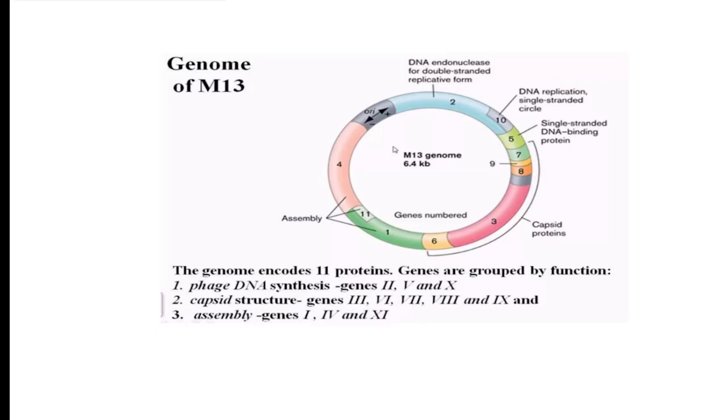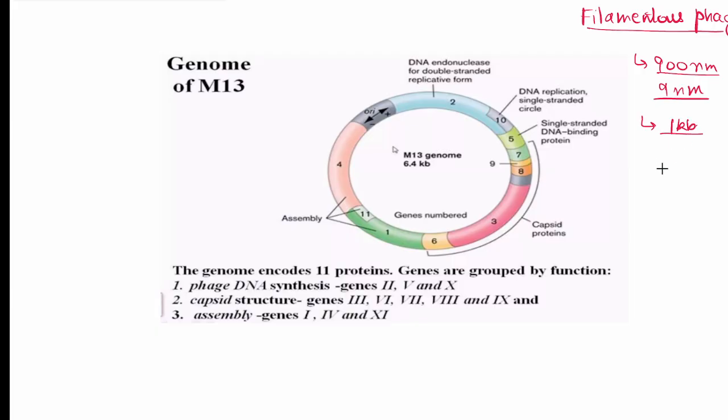Now this M13 is again an important vector, and we say that it is a kind of filamentous phage. This filamentous phage, firstly, is 900 nanometers long and 9 nanometers wide. Now the insert capacity of the filamentous phage is very less, approximately 1 kilobase only. So if you are inserting anything greater than 1 kilobase, you cannot clone it and you cannot store it, because it is prone to degradation.